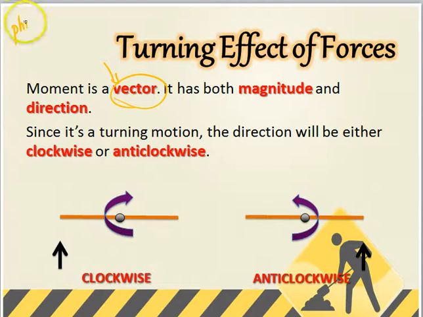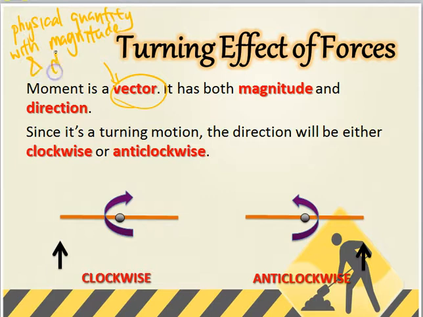It means that it is a physical quantity with magnitude and direction. Okay, magnitude and direction. So both magnitude and direction here. So what is a physical quantity? A physical quantity is just something that you can measure. Okay, now what's a vector? A vector is a physical quantity with magnitude and direction.